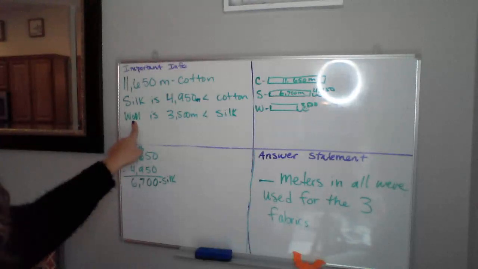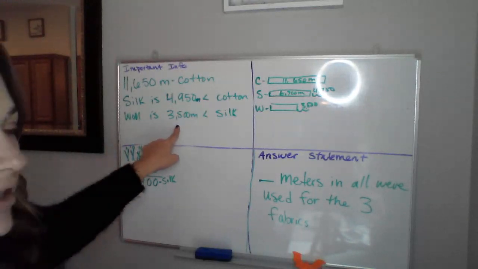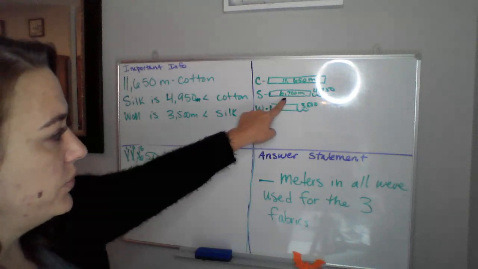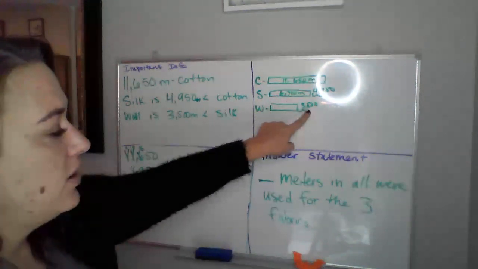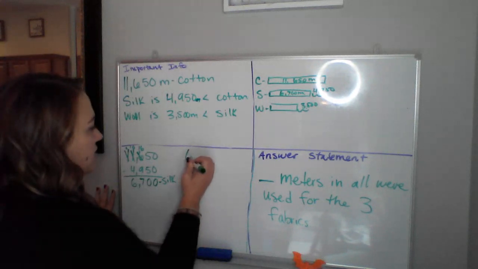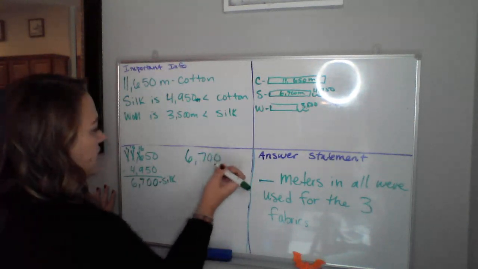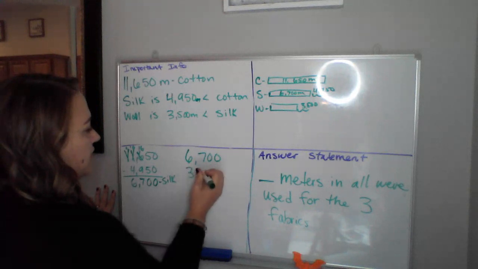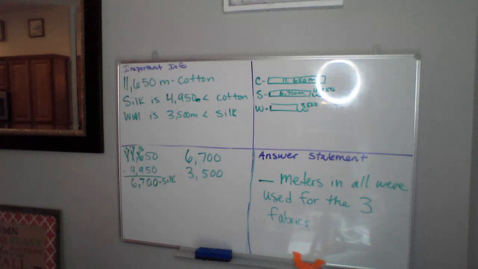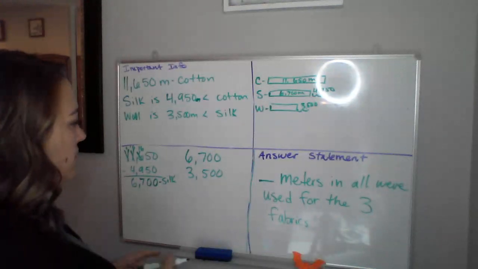We know that the wool is 3,500 meters less than silk. So now that we know our silk total, we can subtract our wool total from the silk. So 6,700, 3,500. We're going to subtract those two.